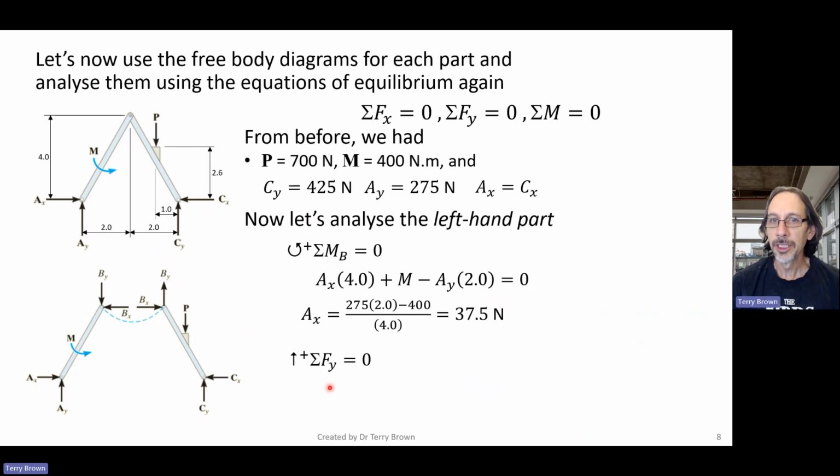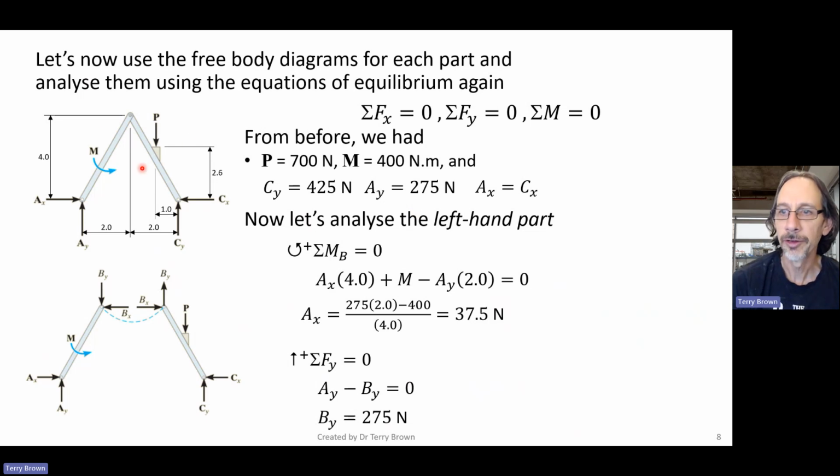So summing the forces in the vertical direction equals 0. On the left-hand side, we have Ay minus By, just the two forces there. So By is 275, using our Ay that we calculated from the original free body diagram of the entire frame. And that also coincides with what we calculated for the right-hand side.